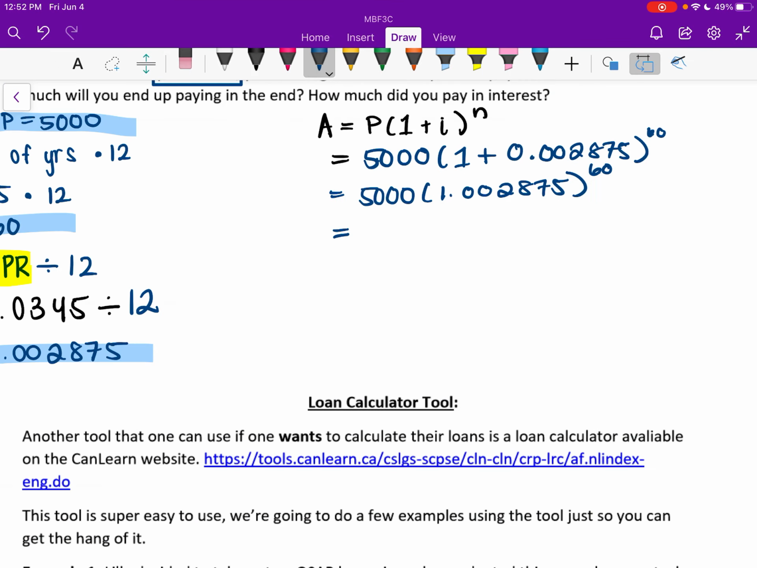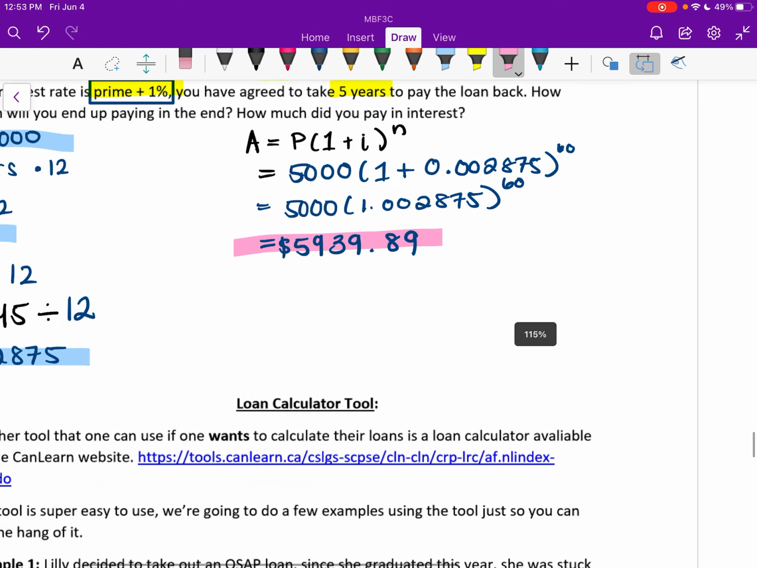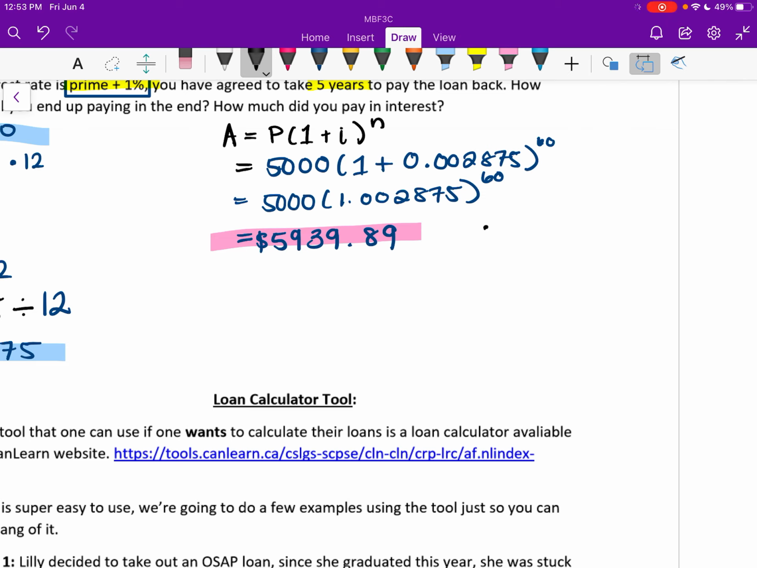So then my answer here was $5,939.89. So that's how much I'm going to have to pay at the end of my loan. So therefore, you must pay $5,939.89 at the end of your loan.